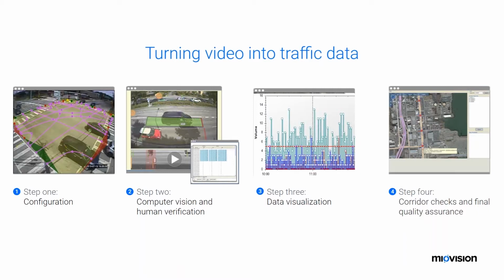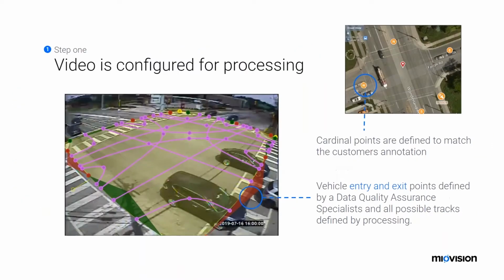Step three, this is our data visualization. So when the data is graphed, it gives a really good visual representation. It makes it easier to see any problem areas. And step four is our quality corridor check. So here we're making sure that any vehicles that leave intersection A show up at adjacent intersection B. So I'll just go through each of those in a bit more detail.